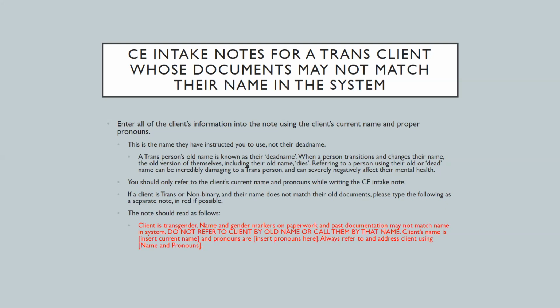If a client is trans or non-binary and their name does not match their old documents, please type the following as a separate note in red if possible. The note should read as follows. Client is transgender, name and gender markers on paperwork and past documentation may not match name in the system. Do not refer to this client by their old name or call them by that name. Client's name is, you would insert the client's current name, and pronouns are the pronouns that the client refers to, and always refer to and address client using that name and their pronouns.